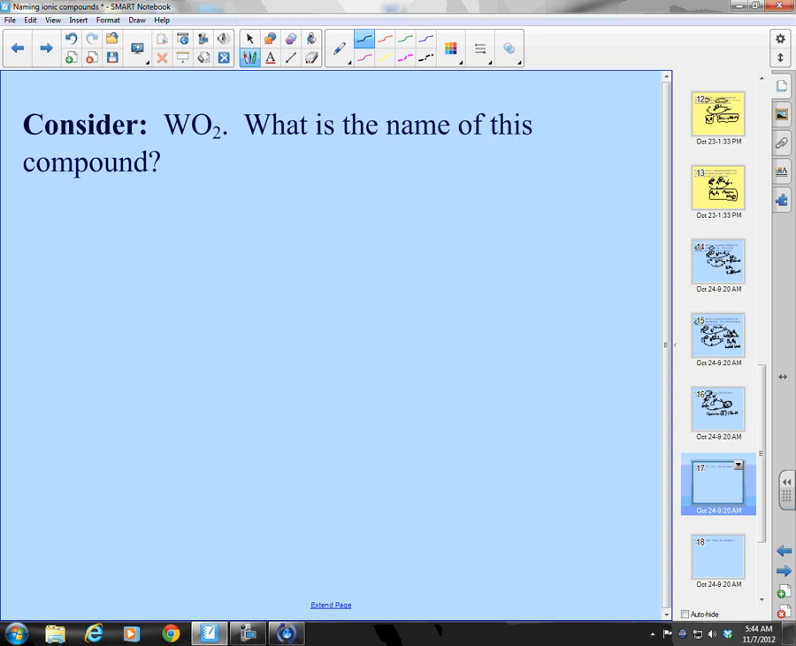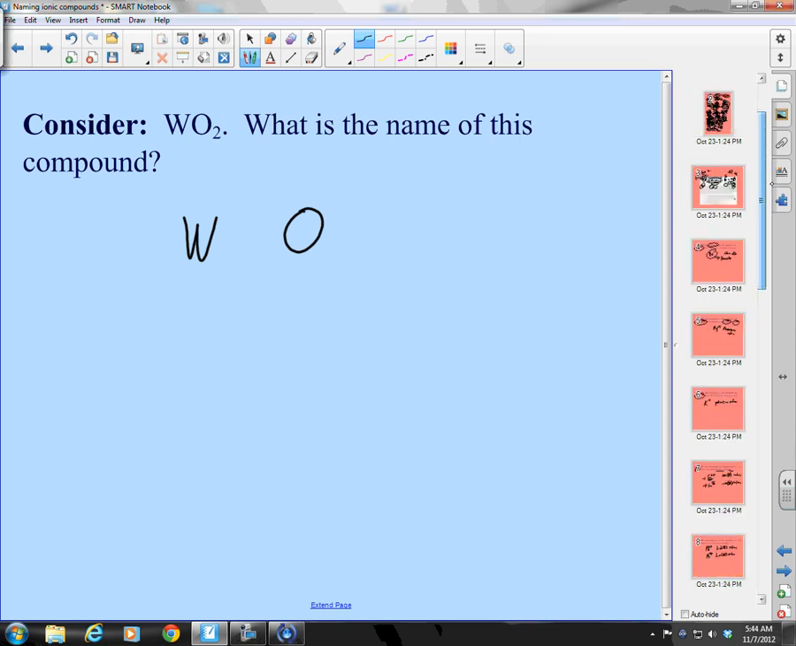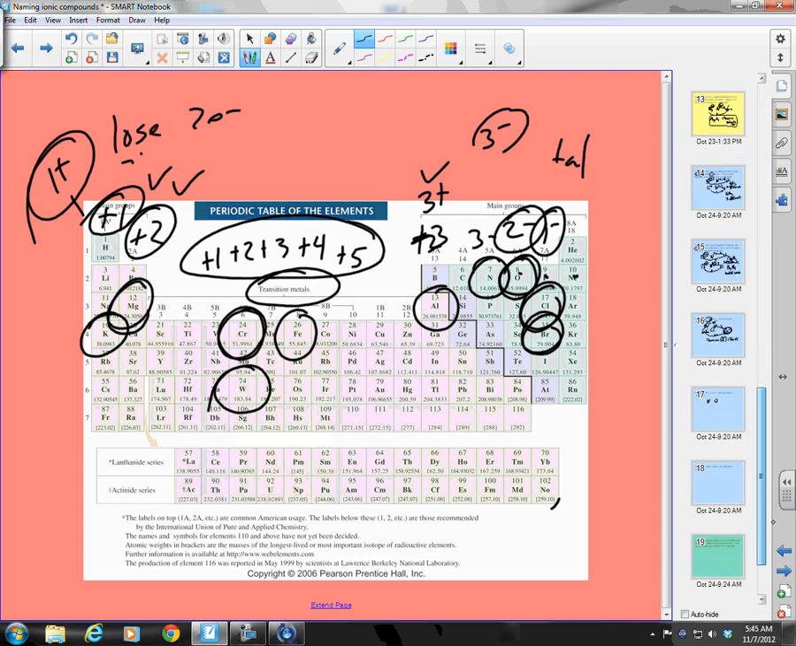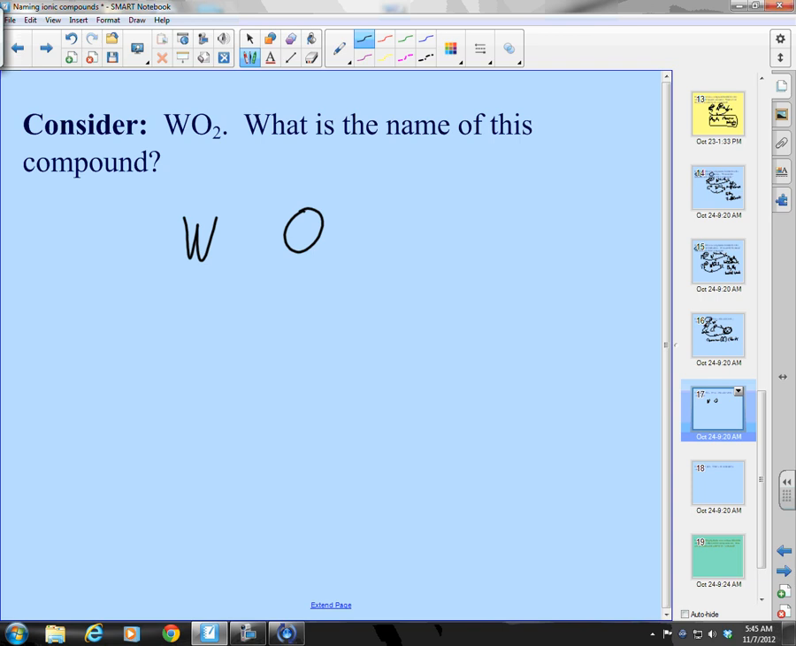Well, we have WO2. W is what? W is tungsten and oxygen. And when I look at my periodic table, where is W? W is down here. It's a D block. It could have multiple cations. My oxygen is a 2 minus. So I know I have a 2 minus here.